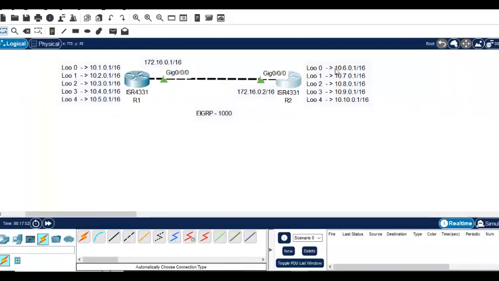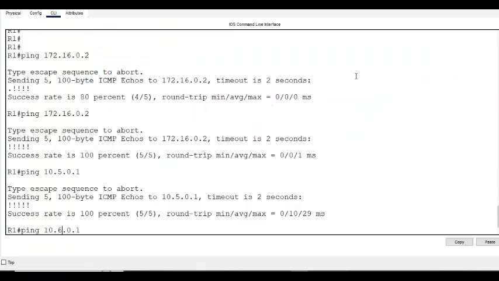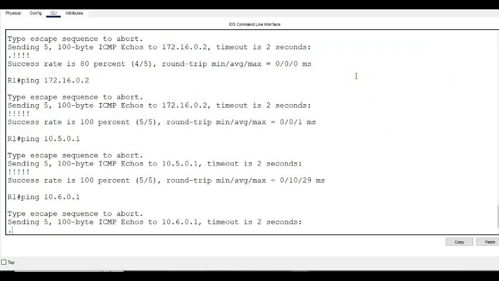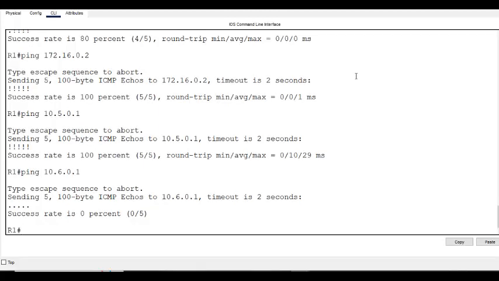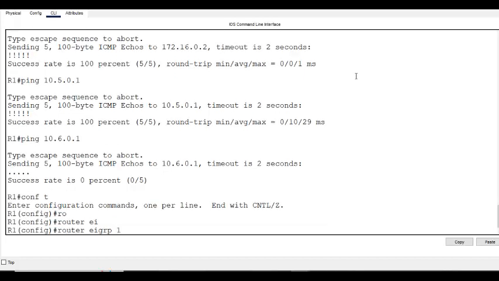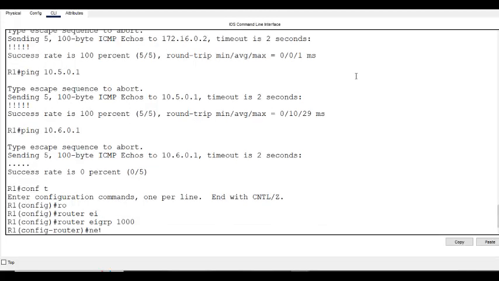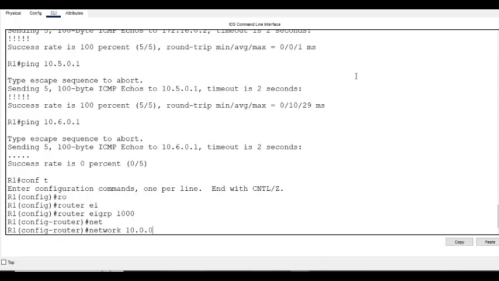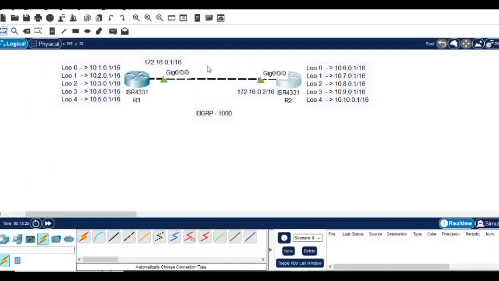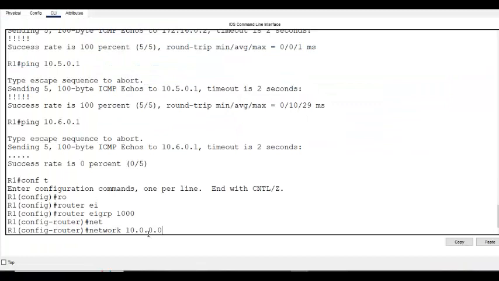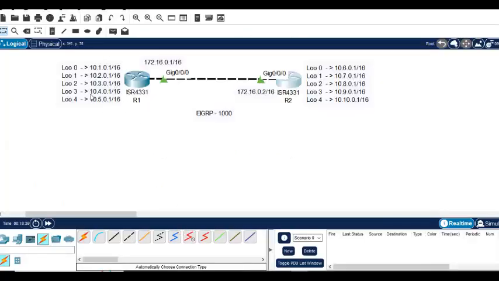That's why we are going to enable EIGRP. Pay attention. I say router EIGRP 1000 and I say network 10. That's all I'm saying. But how many 10 networks do I have here? 5 10 networks. 10.1, 10.2, 10.3, 10.4, 10.5. If you want to advertise all of these, you no need to say 5 times 10. You just say 10. That's it.